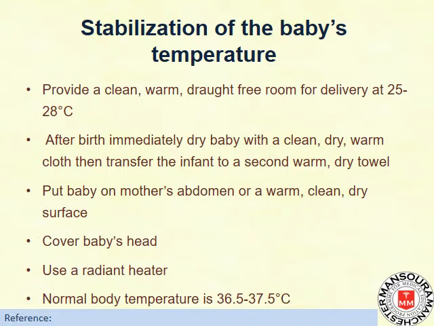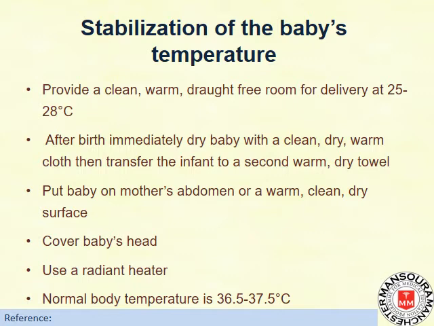The delivery room temperature should be between 25 to 28 degrees centigrade, and there should be no draughts, and it should be clean and warm. After birth, if the baby is delivered, you should dry him with a clean, dry, warm cloth. Then transfer the infant to a second warm, dry towel after drying and removing the wet towel. Put the baby on the mother's abdomen or chest on a warm, clean, dry surface.